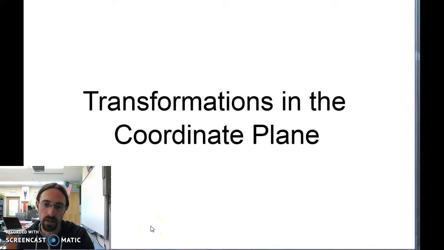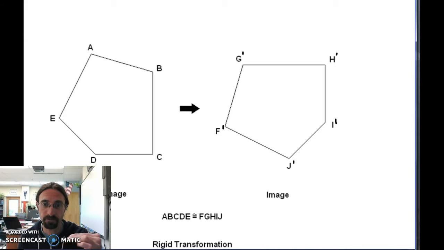In this lesson, I want to talk about transformations in the coordinate plane. You know what a coordinate plane is. Transformation, many of you are familiar with transformers. It's how things change or move. So let's talk about it.